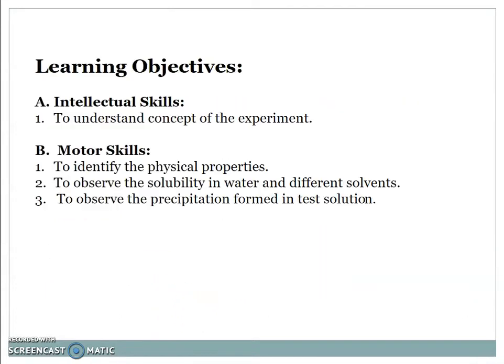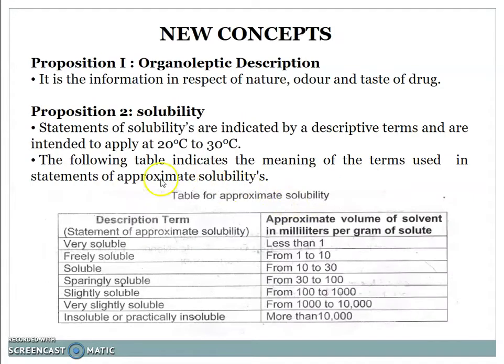Let's start with the learning objective. After watching this video, the student will be able to learn the intellectual skill, to understand the concept of the experiment, and the motor skill, to identify the physical property, to observe the solubility in water and different solvents, and to observe the precipitation formed in the test solution. Now let's start with the concept regarding identification test.